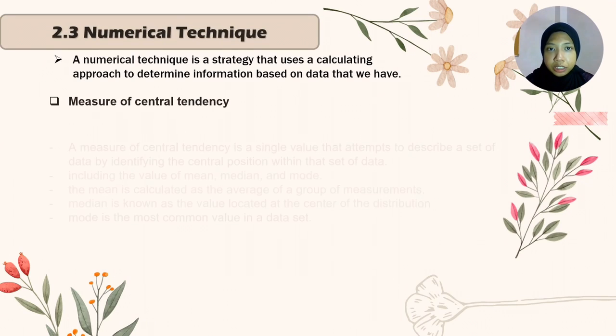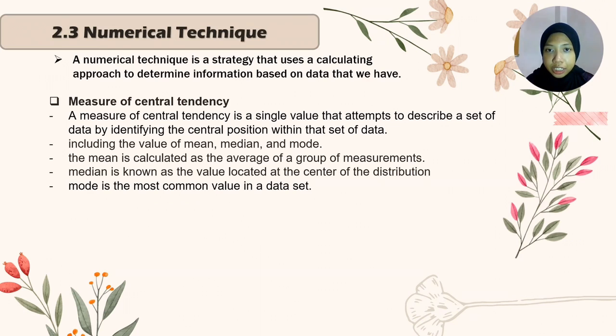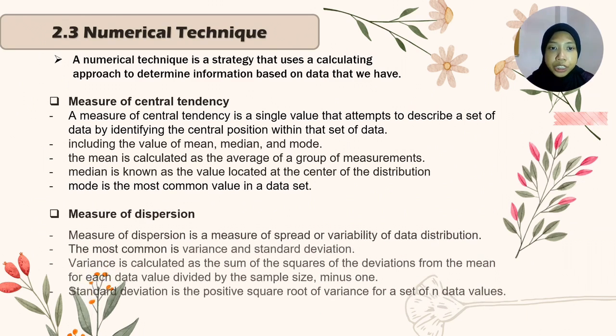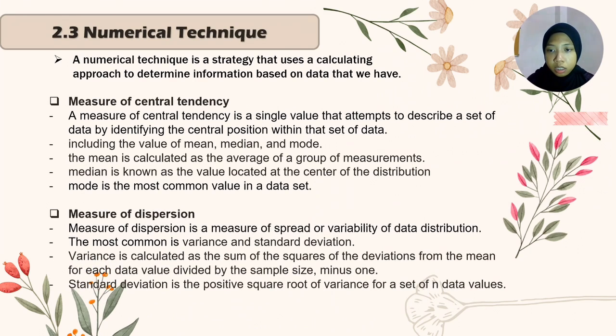Next, 2.3 numerical technique. A numerical technique is a strategy that uses a calculating approach to determine information based on the data that we have. Firstly, we have measure of central tendency, which means a single value that attempts to describe a set of data by identifying the central position within the set of data. For example, mean, mode, and median. Next, we have measure of dispersion, which is defined as a measure of spread or variability of data distribution. The most common that we always use are variance and standard deviation.